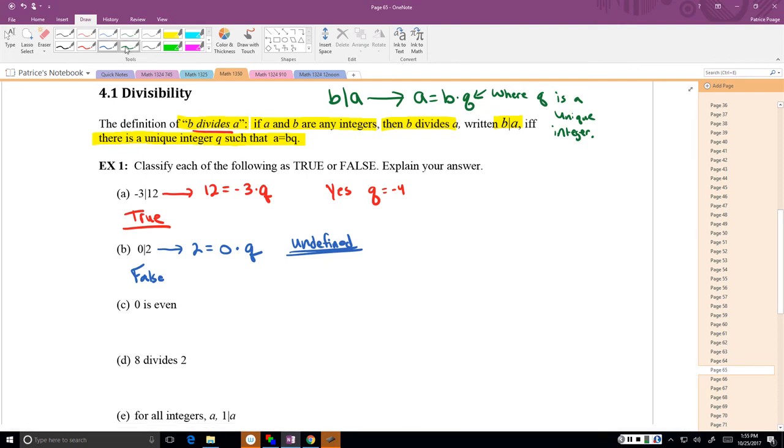0 is even. If 0 is even, what makes a number even? It's divisible by 2. So 0 is even means we could do 0 divided by 2, which would imply that 2 divides 0, which would imply that 0 equals 2 times q, where q is a unique integer. Is there a unique integer q that makes this true? Yes, 0.